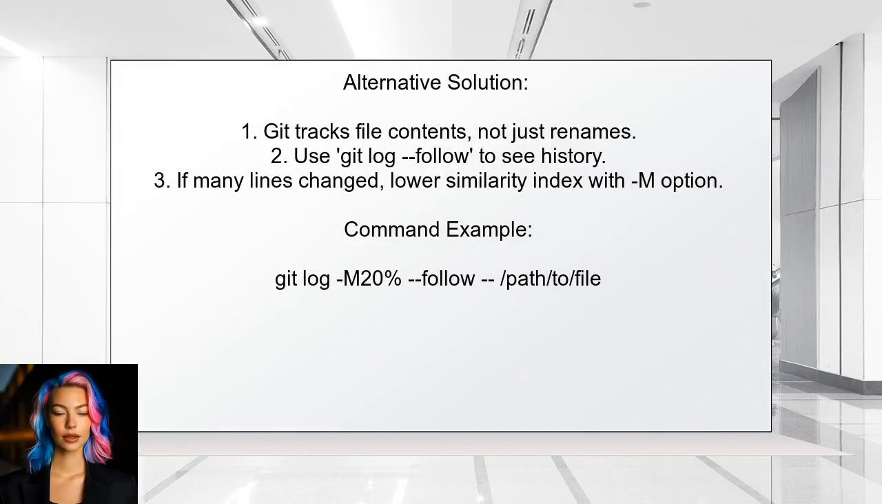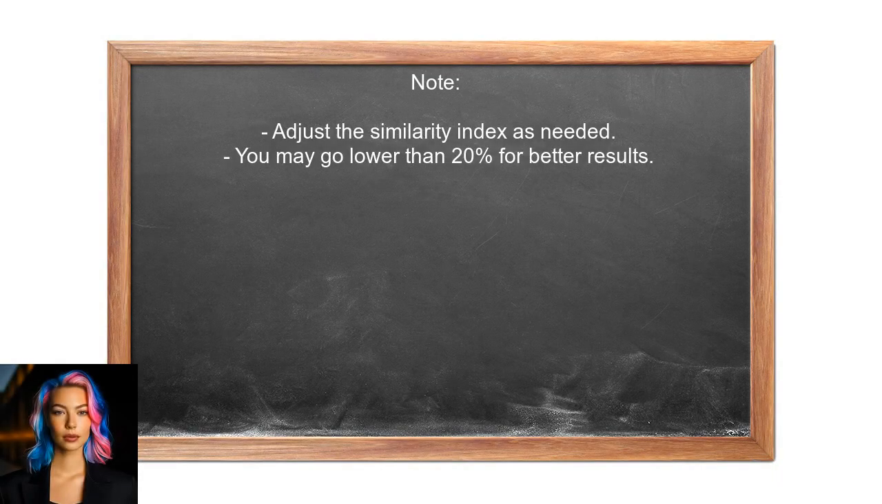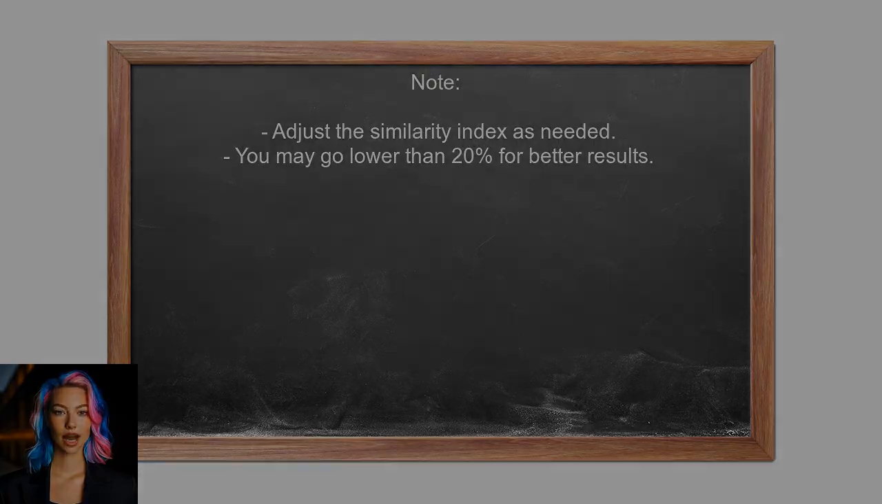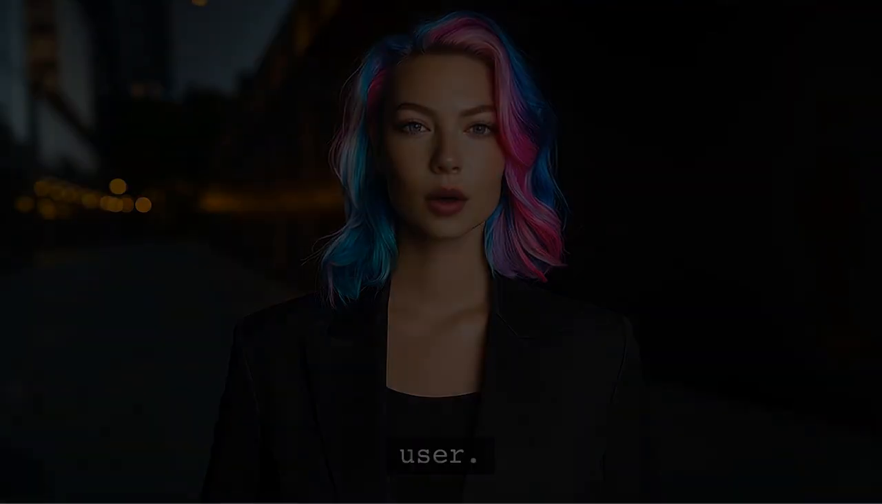An alternative approach shared by another user explains that Git tracks file contents, not just renames. When using the git log command with the follow option, it shows history even after renames, but only if the file contents are similar enough. If most lines have changed, you can lower the similarity threshold using the dem option. Depending on your situation, you might need to set the similarity index even lower than 20% to capture the history effectively. Now, let's dive into a different answer from another user.